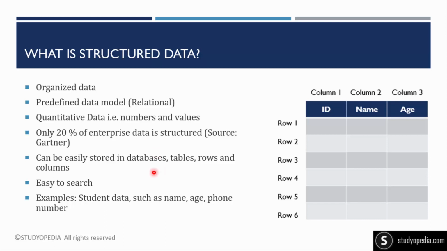I told you the structured data can be stored in the form of database tables, rows and columns. It is easy to search. Let's say I told you to search a name Amit inside a data set, a table with 100 rows, you can easily search it. So examples include student data, college data, company data, you can say with the name of employees, age of employees, phone number, address and their department and other stuff comes under structured data.